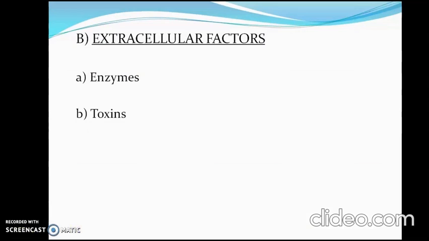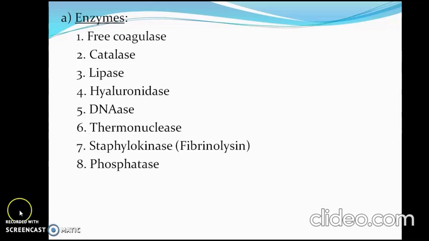The next one is the extracellular factors. It includes enzymes and toxins. In that, the first enzyme is free coagulase. It is an enzyme which brings about the clotting of human or rabbit plasma, and it is responsible for the tube coagulase test. It acts along with a coagulase reacting factor, that is CRF, present in plasma, binding to prothrombin and converting fibrinogen to fibrin. Coagulase test is the standard criterion for the identification of Staphylococcus aureus isolates.